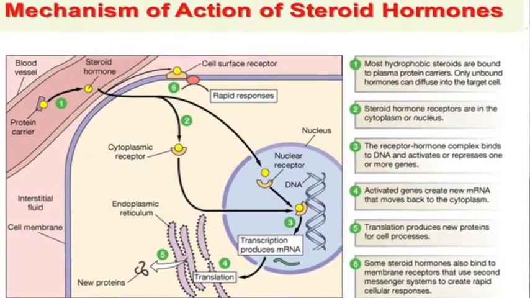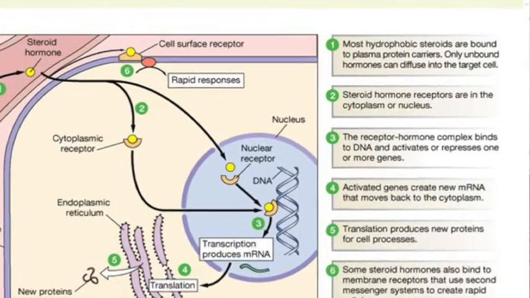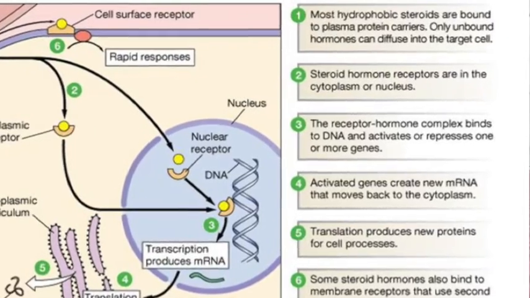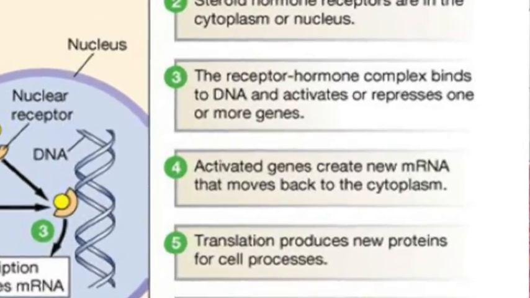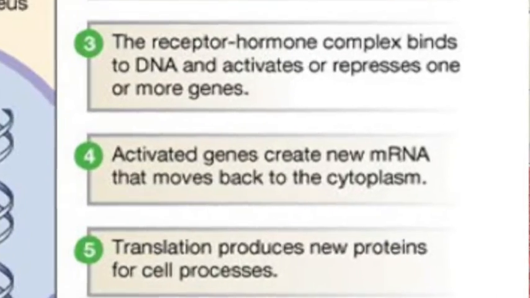And then the mRNA will be transported back to the cytoplasm, modified, and then code for the production of protein by a process called translation. And then these are the proteins that are made to build muscle.